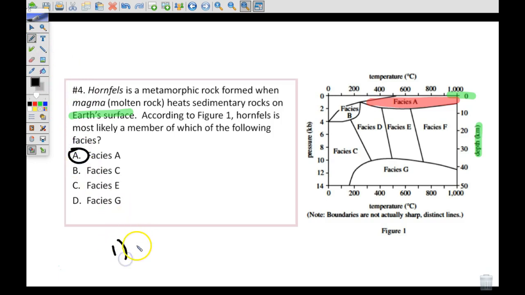So to recap, our answers for CPW this week are 1C, 2D, 3C, and 4A.